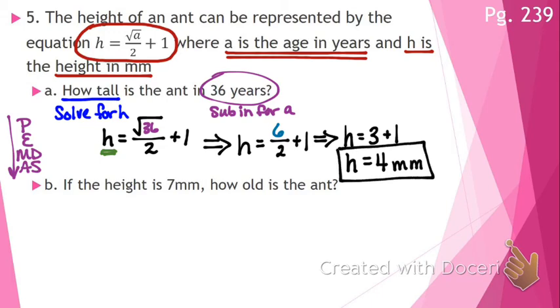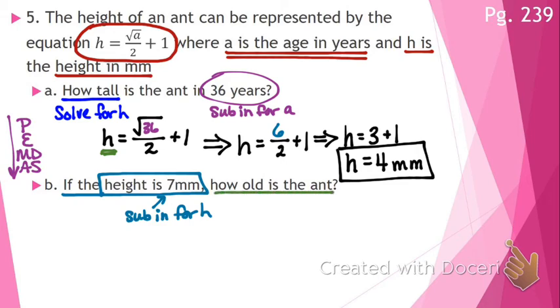And the last part of this question, down at the bottom, it says, if the height is 7 millimeters. So I'm going to take 7 and we are going to sub this in for h. Then we want to figure out how old is the ant. So find A. We want to find the age of the ant. So I'm going to take the 7 and put it in the place of the h this time. So I have 7 equals, and then up in my numerator, square root of A over 2 plus 1.